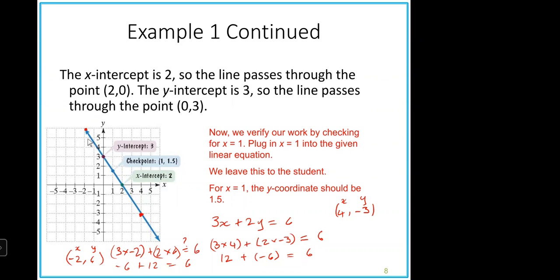Okay, so any point on this line that you choose, once you get the two coordinates for that point, once it's on the line, if you plug those two coordinates into the equation 3x plus 2y, it should work out to 6. So anywhere on the line, it would work out to 6.